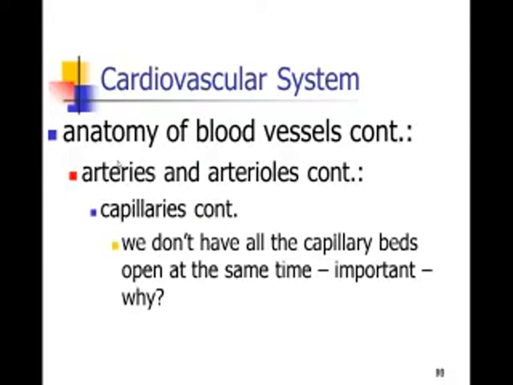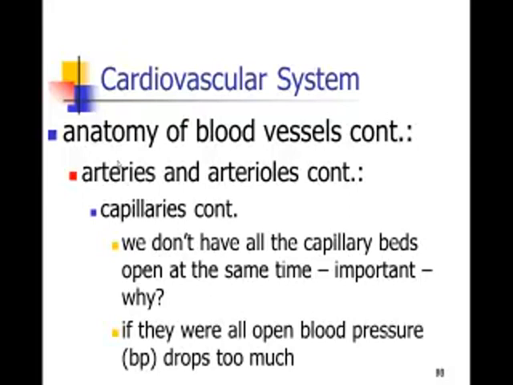Now, we don't open all the capillary beds up all at the same time, and this is really important. Why? Right, we don't have enough blood to supply every place at the same time. So if all of them opened up, the blood pressure would drop too much, and it wouldn't be an effective use of our circulatory system. If you think about this, it's a little bit like the fire hydrants in a city. If somebody were to go around and open up all the fire hydrants, the water pressure would drop so much that none of the fire hydrants would be effective in fighting fires because the water pressure would be too low.